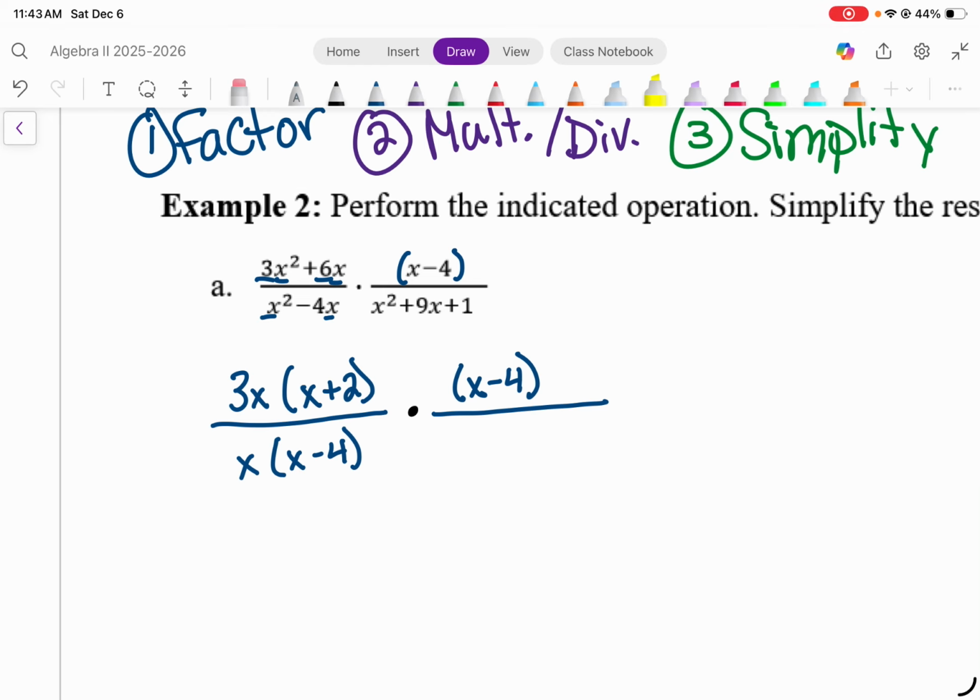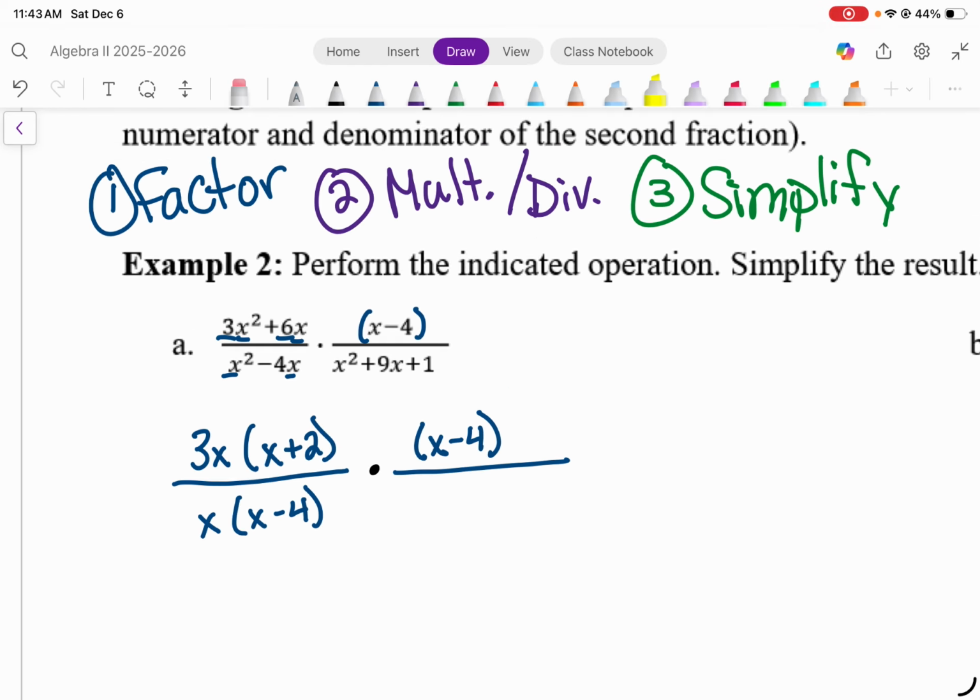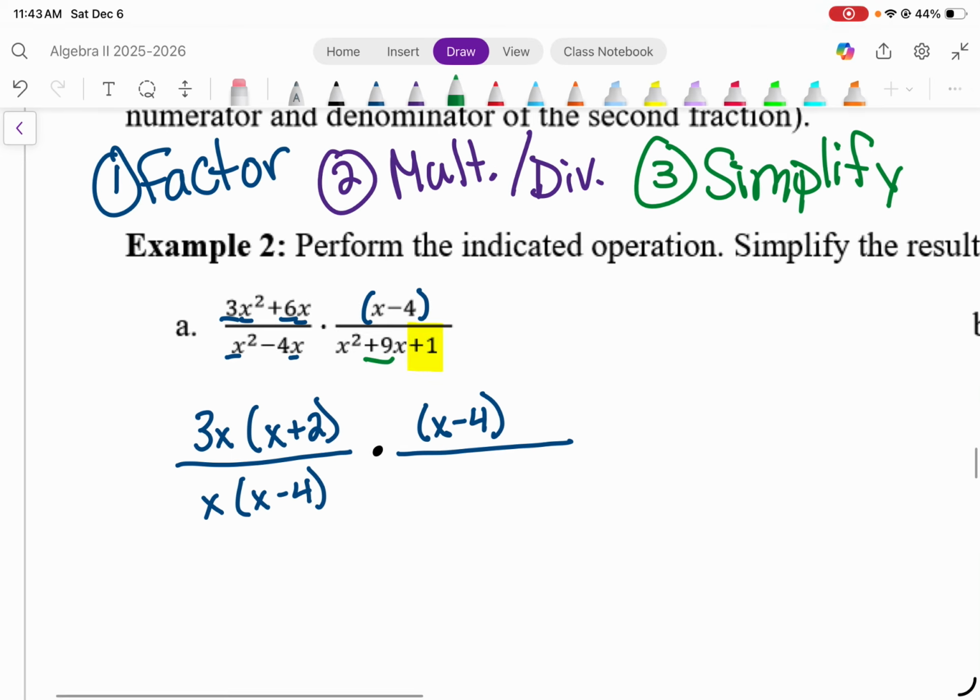Then we have an x squared plus 9x plus 1. So I'm going to check if I can factor these. You want to see if there are 2 numbers that multiply to 1 that add to 9. And right away off the top of our head, that's going to be a no, because only 1 and 1 multiply to 1. So this x squared plus 9x plus 1, those are all grouped together, so I'm going to put them in parentheses.